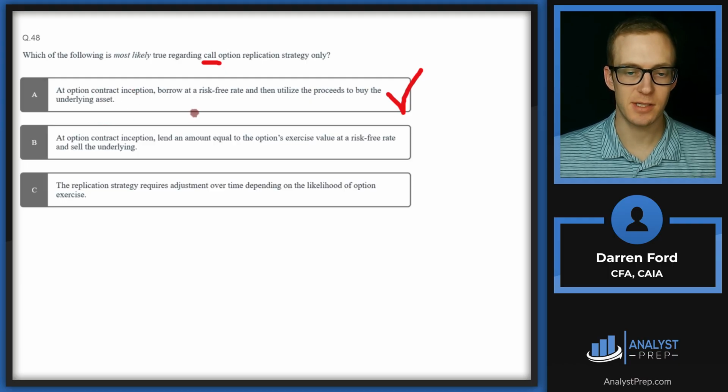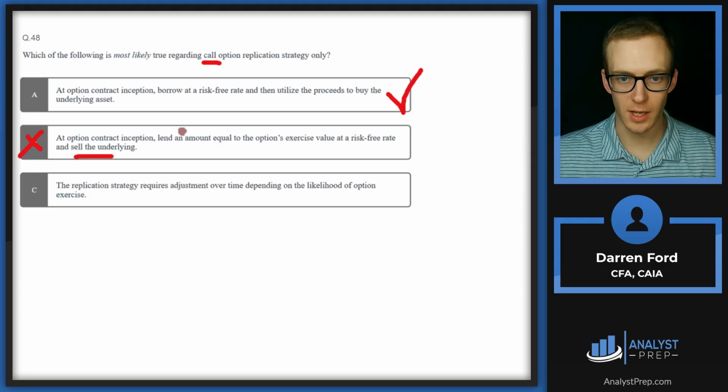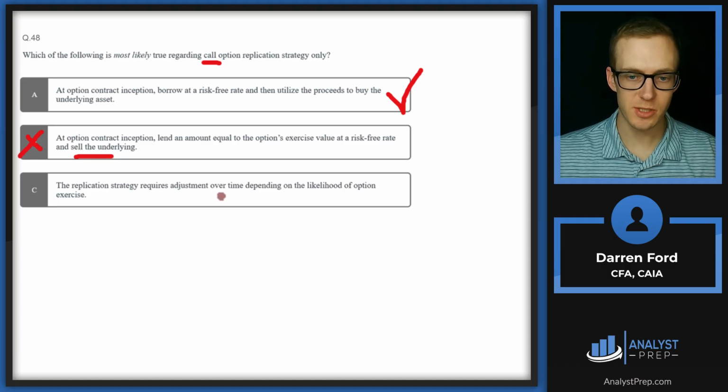B, at contract inception, lend an amount equal to the option's exercise value at a risk-free rate and sell the underlying. This would not be for a call option because we would be going short by selling the underlying. We want to be long the underlying to have a call option replication. And C, the replication strategy requires adjustment over time depending on the likelihood of option exercise. This is going to be an accurate statement.